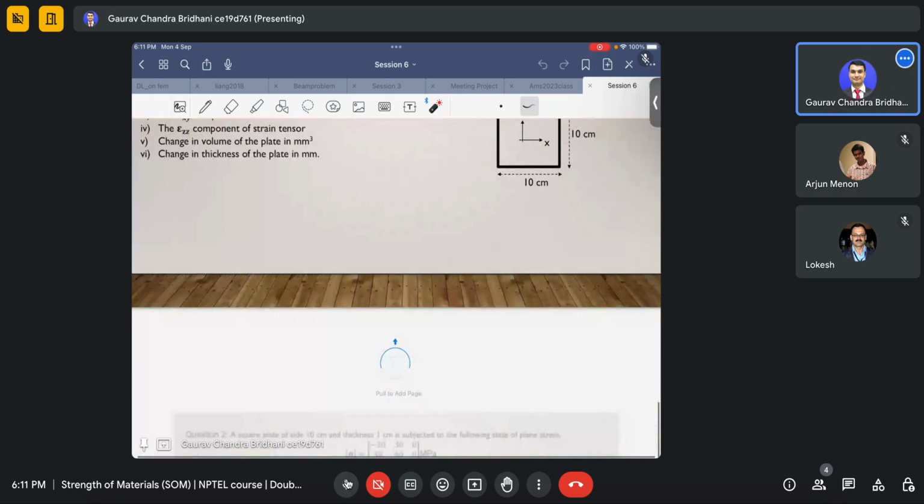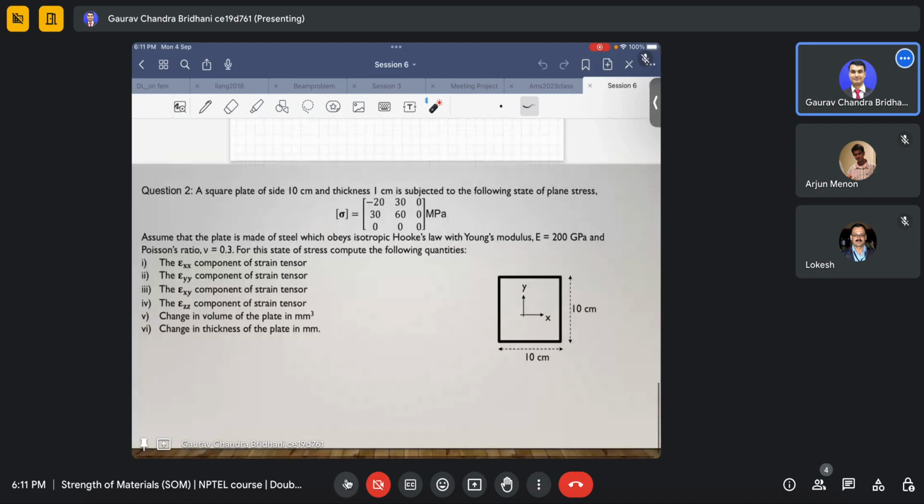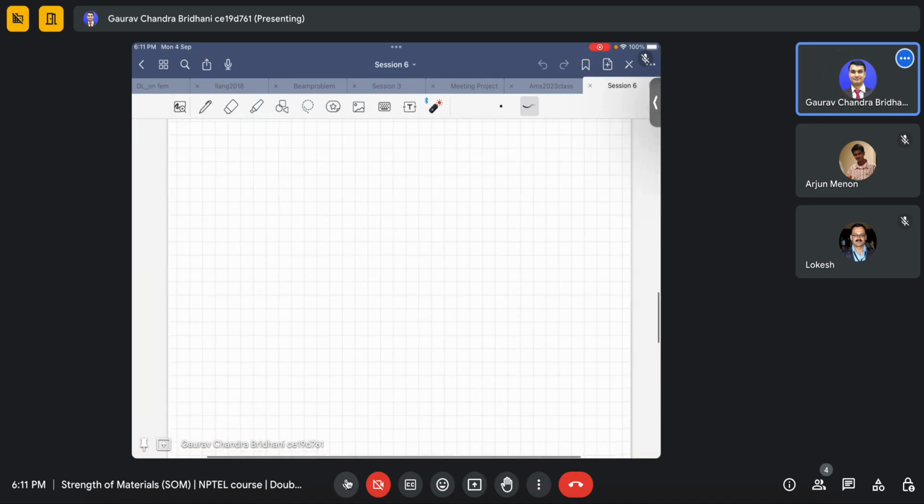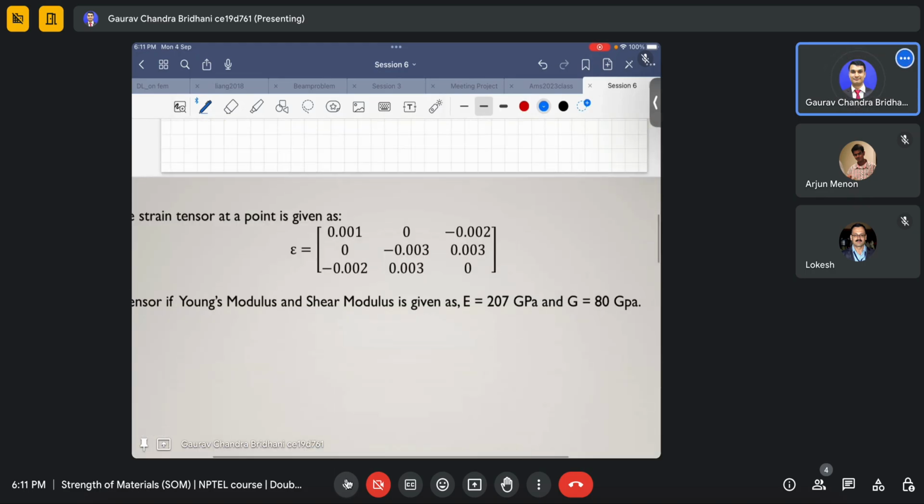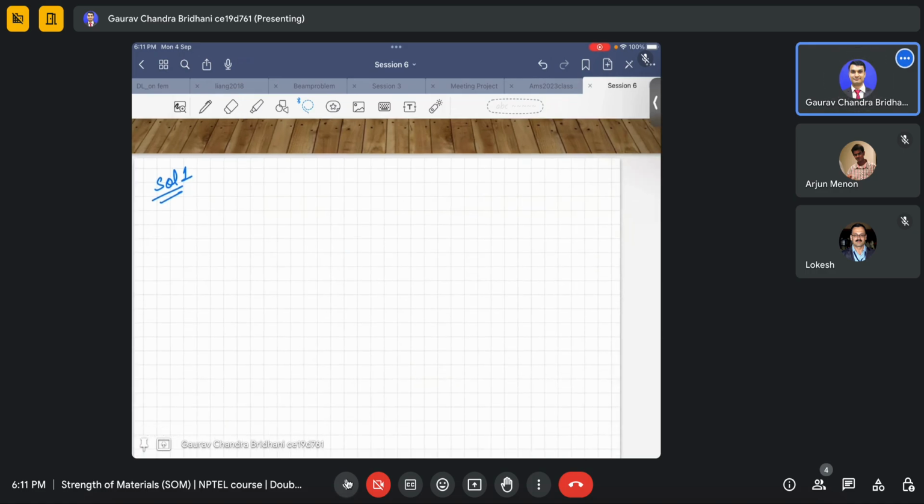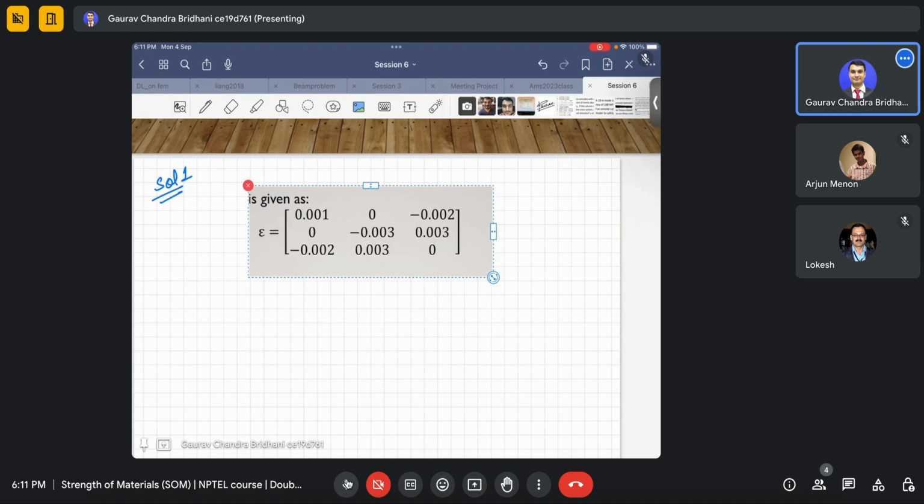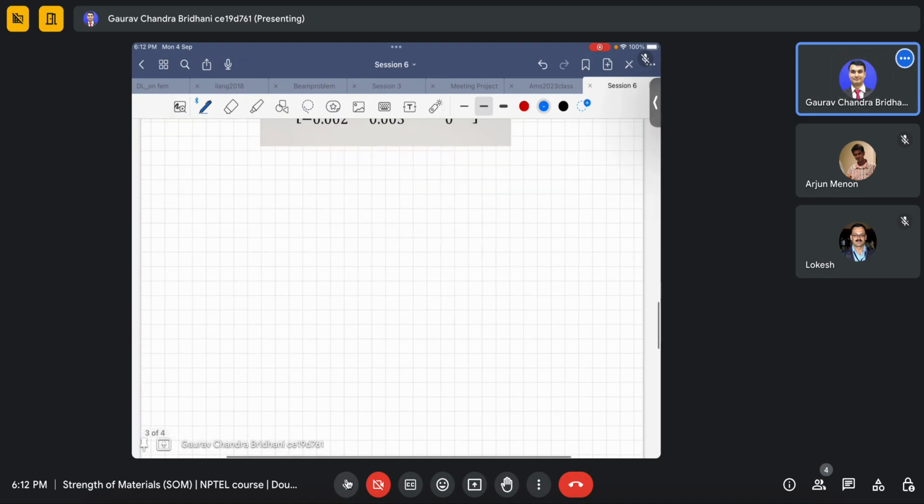Okay, I'll solve it here itself. I'll take the strain tensor from here, and then we'll work with this. Now let's first rewind the different relationships for the three-dimensional Hooke's law.